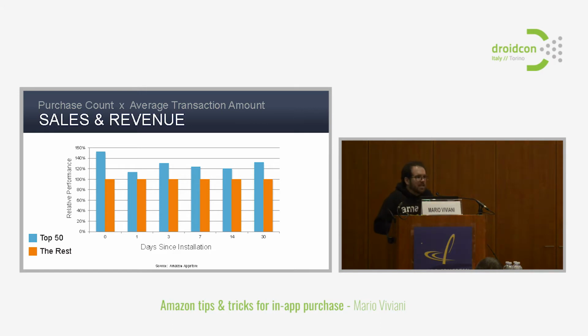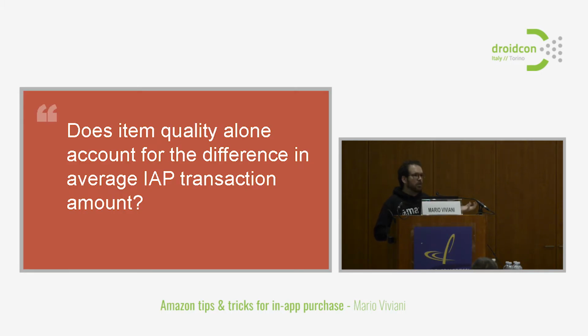So why is this happening? Is it just because they have better quality in-app items? Is that the only reason? Is the quality of the in-app items accountable for this difference between the top 50 and the rest of the market? I think this is probably the most important bit of this presentation, which is the in-app purchase real estate.